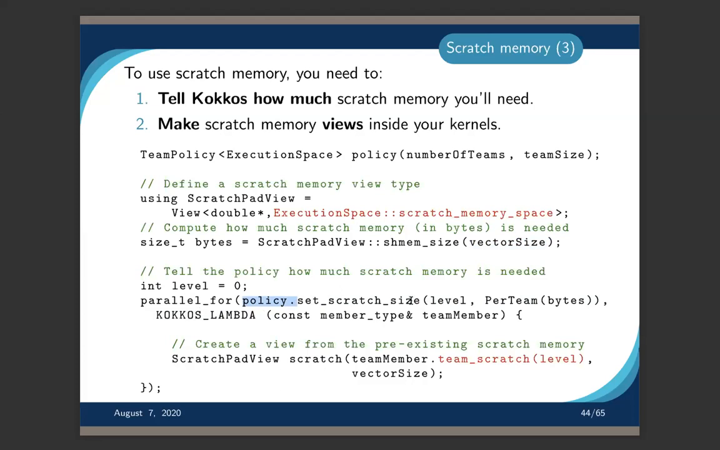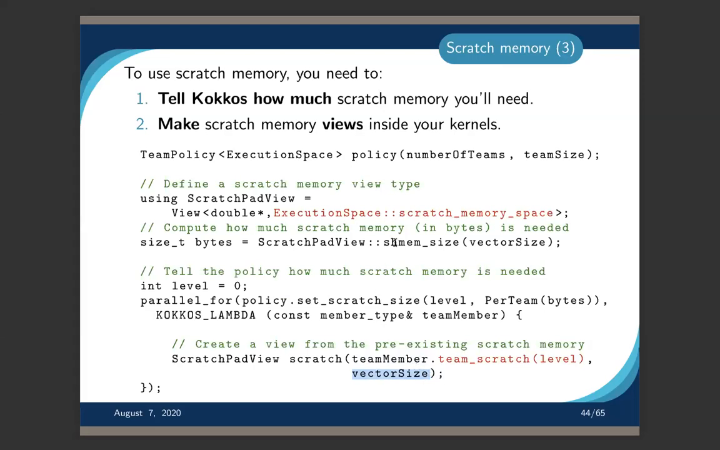When you launch it, the team member gives you access to that scratch space. And the way you create the view is kind of like the unmanaged views. You give as a first argument team member.team scratch or thread scratch and the level. That level better match whatever level you used here. Otherwise, you're going to get a failure with not enough scratch memory available. And then just the runtime dimension.